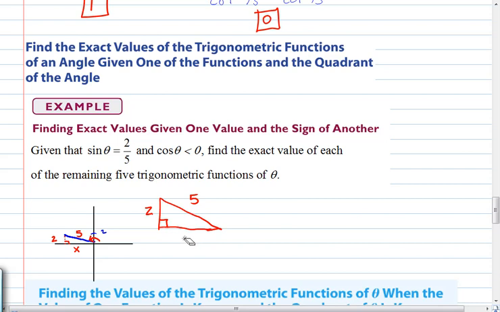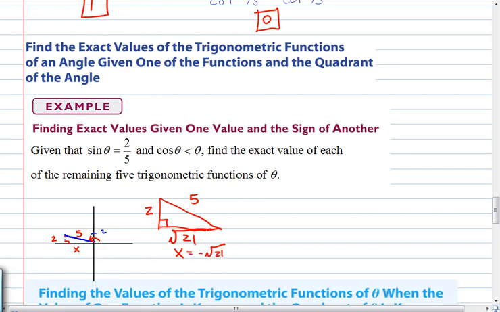Using the Pythagorean theorem, we get x squared plus 2 squared equals 5 squared. That means that this is going to be the square root of 21, if you set that up and solve it for the missing side. It's going to be the square of the hypotenuse minus this squared, and then take the square root of the whole thing. 25 minus 4 is 21, take the square root of it. So what that means is x here then is equal to the negative square root of 21.